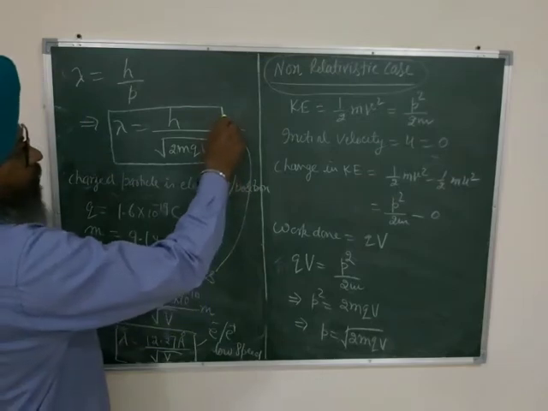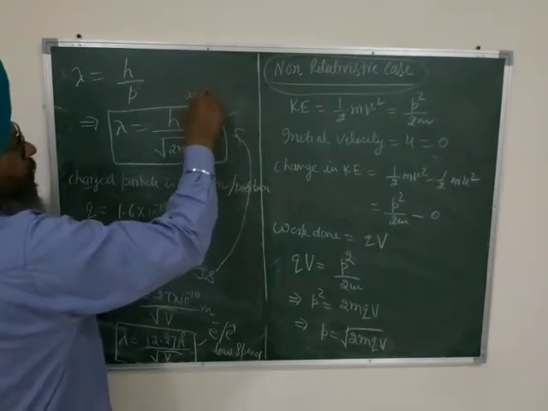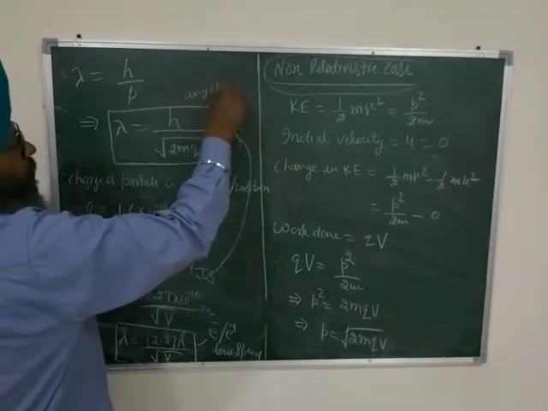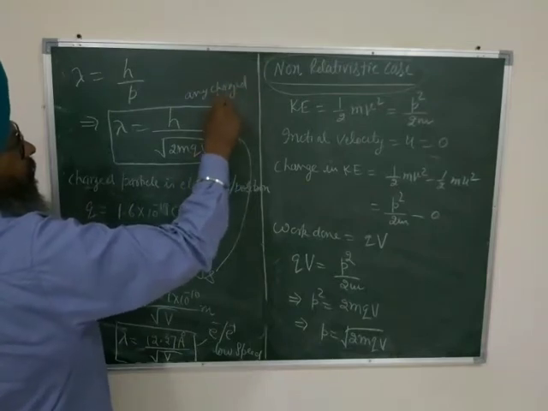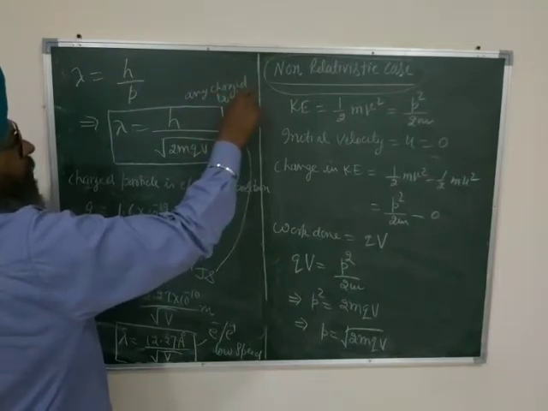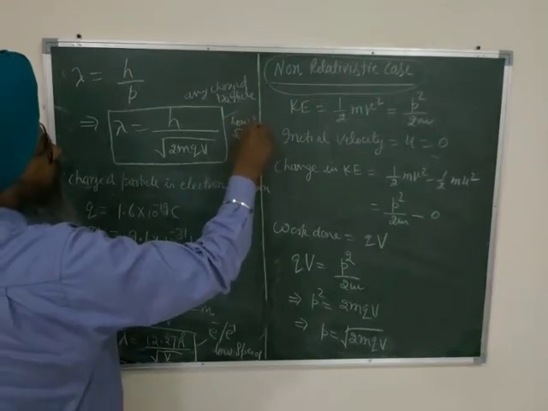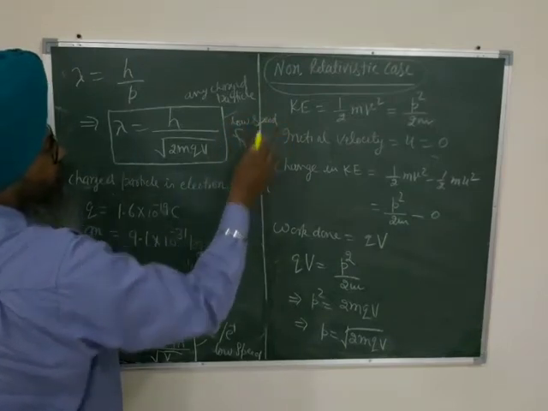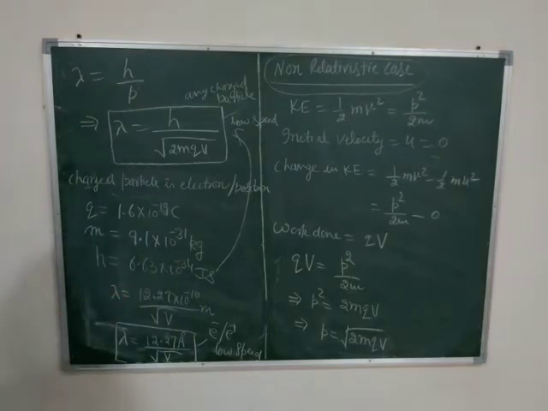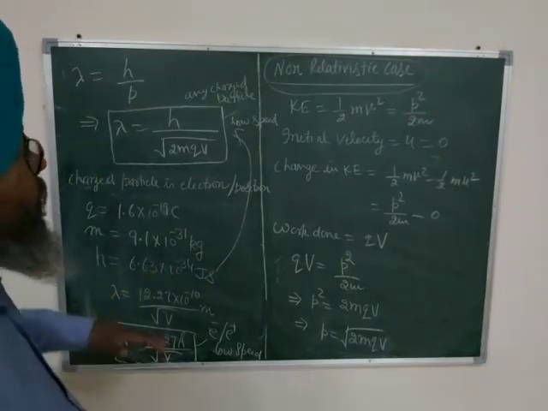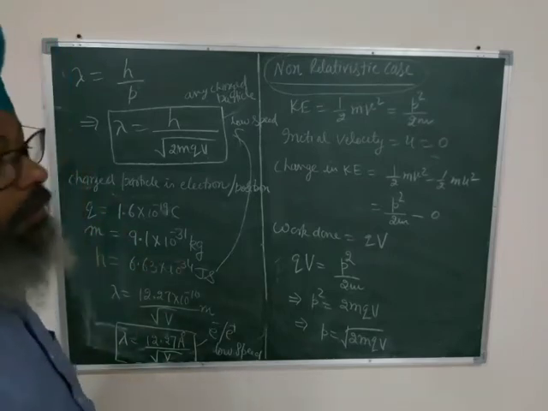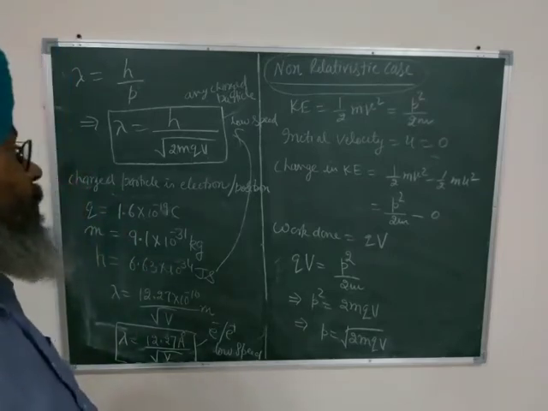And this formula is valid for any charged particle, but it has a limitation that it is applicable only at low speed. And the expression that I derived earlier in the relativistic case is the most general formula that is applicable for any charged particle at any speed.